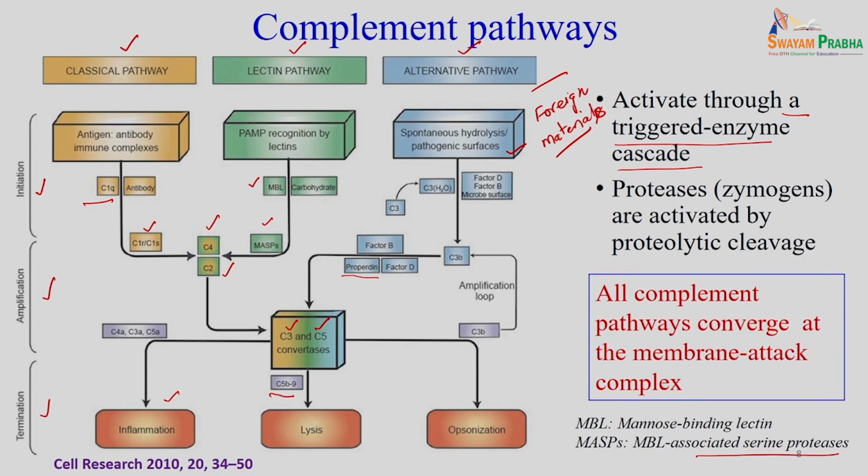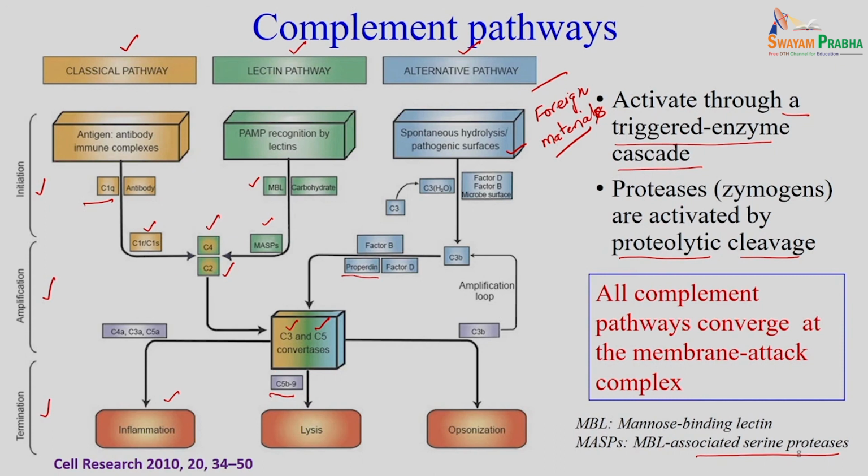So, what we are seeing is that the classical pathway has C1q, the lectin pathway has MBL, mannose binding lectin, and the alternative pathway has the hydrolyzed C3 molecule. These proteases are activated whenever there is an external stimulus, and finally they are activated by proteolytic cleavage, like C4 and C2 being proteolytically cleaved to get the C3 and C5 convertases.